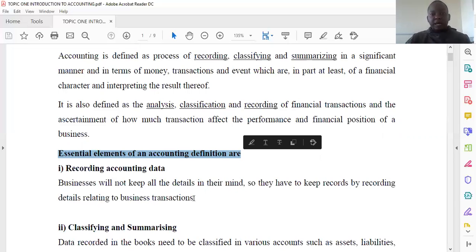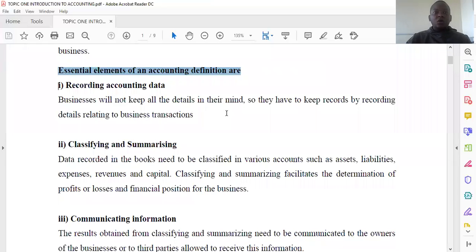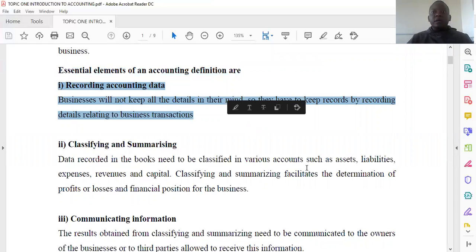So the essential elements of an accounting definition are: one, recording of accounting data, or we can say recording of business transactions. One of the key terms in an accounting definition is the process of recording transactions. We record these transactions in the books of accounts. That is, we have the journal, and you also have the ledger, where business transactions are recorded. So one key element of accounting is recording business transactions as and when they take place. All the transactions of a business need to be recorded by the accountant.